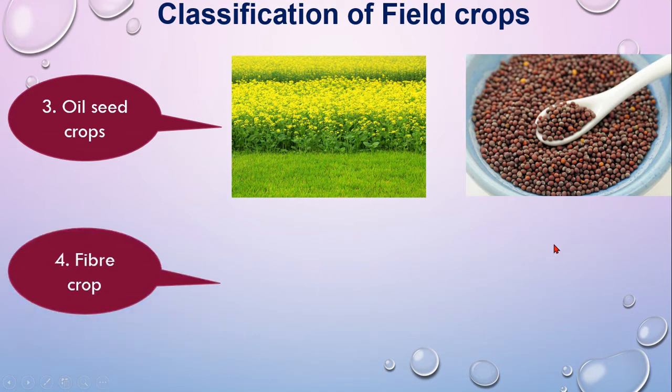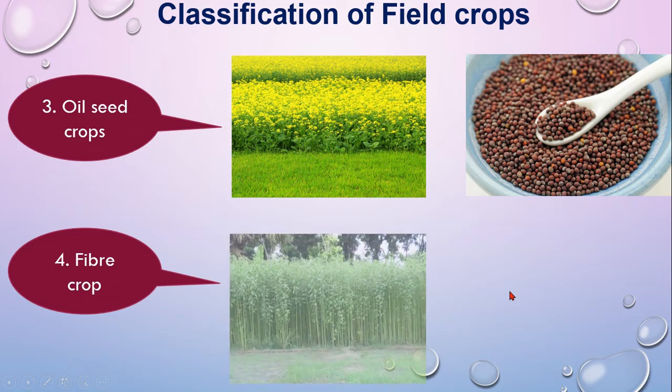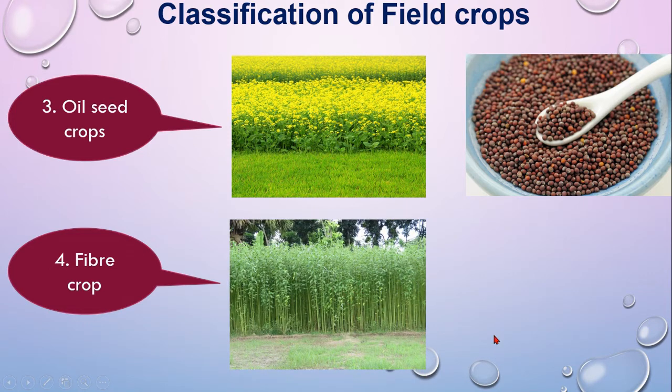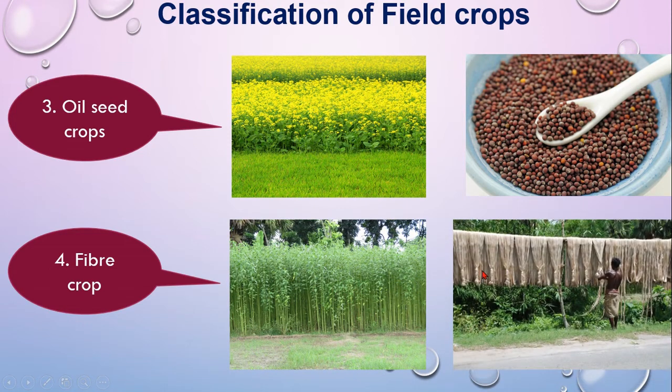Next is fiber crop, which is a field crop. Cotton, jute, all are fiber crops. This is the jute crop in the field, and this is the jute fiber, where the farmer is drying the jute fiber after getting it from the raw jute. So this is another field crop.